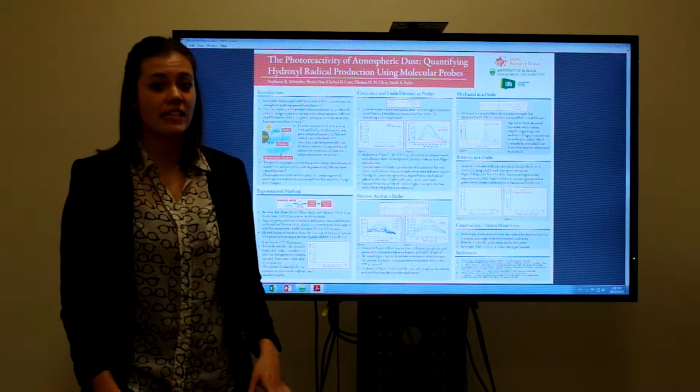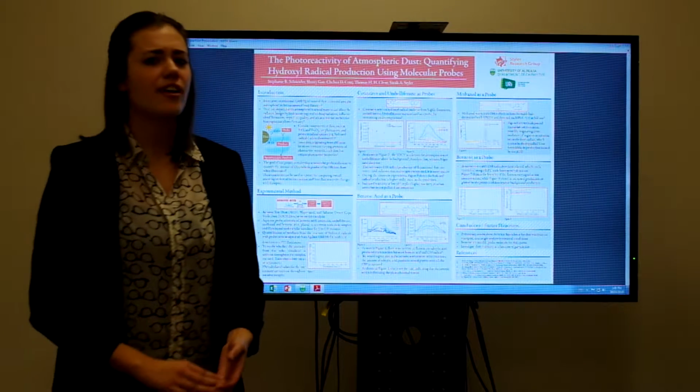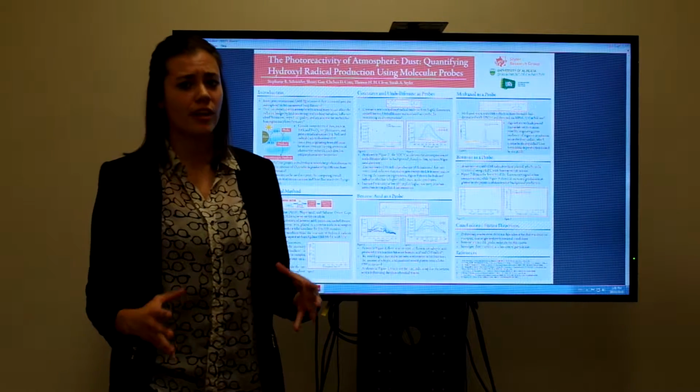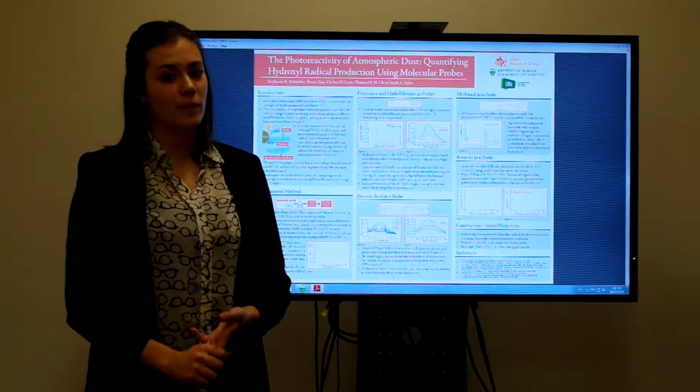We are interested in doing this because there are billions of tons of dust emitted into the atmosphere every year. Now these provide a large reactive surface for heterogeneous reactions to occur on. They affect our climate and they affect human health.